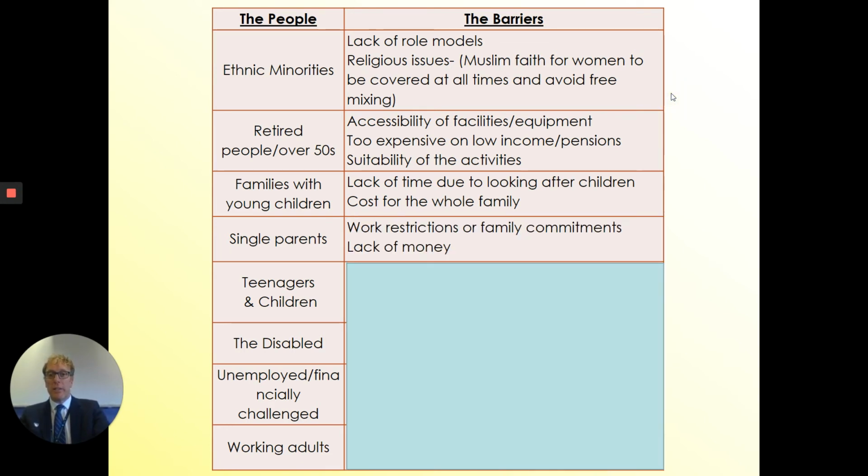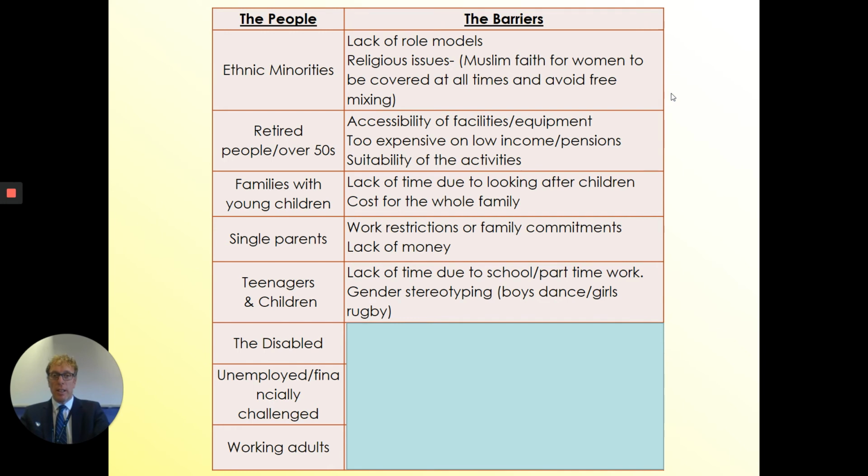Single parents, if you've got a single income, a lack of money might be an issue, and you might also have, again, childcare issues because there's only one parent to the children. For teenagers and children, there are fewer barriers than the other groups, but the fact that you're at school means you can't do anything apart from PE during the daytime. You've got the gender stereotype in there that might limit you, prevent you from taking part in certain sports. And it's unlikely that you're going to have a lot of money because obviously you haven't got a full-time job, so a lack of income might come with that as well.